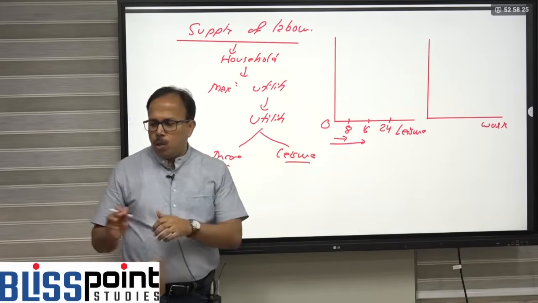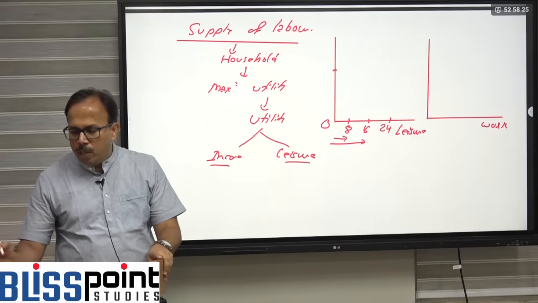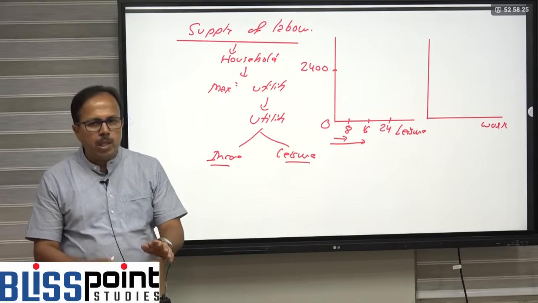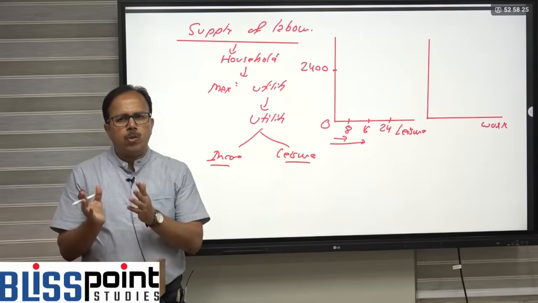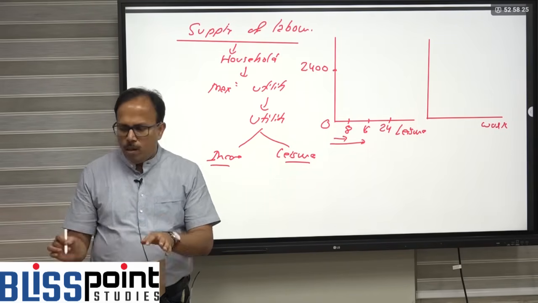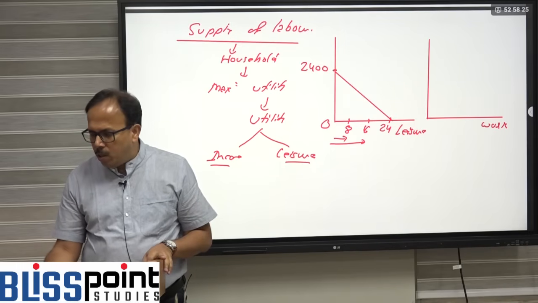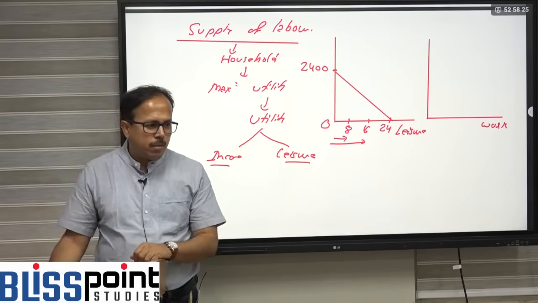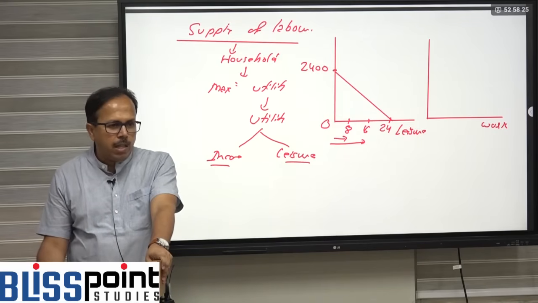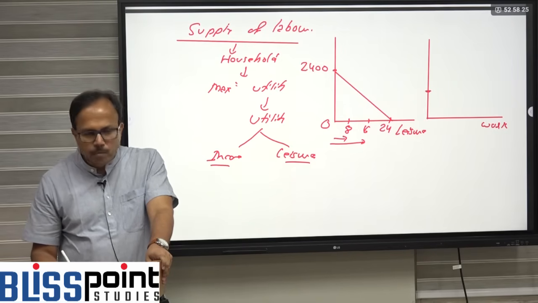So by working all 24 hours you can earn a maximum income here. If by working 24 hours you get 2400 money income, so what is the wage rate then? By working 24 hours you get 2400, that means per hour you get 100 rupees. If you connect these two, 2400 with 24, this is the budget constraint. And what is the slope of the line? 100, which is the wage rate. So on the right side I am writing the wage rate of 100.